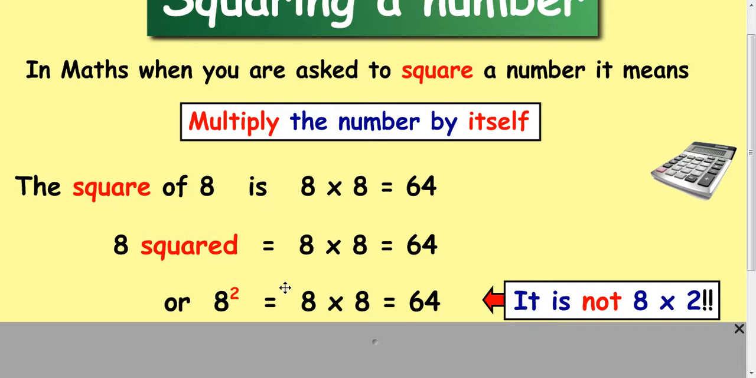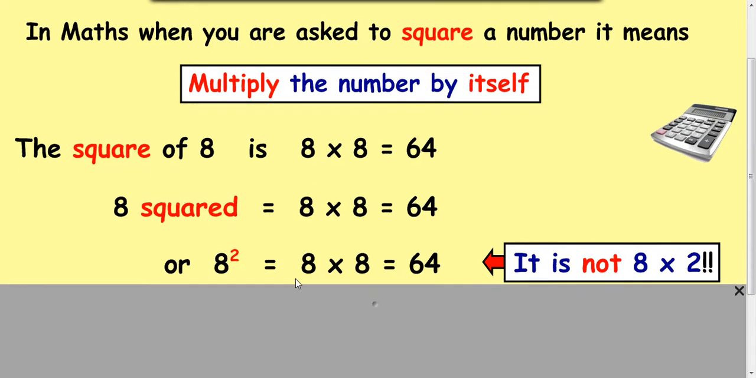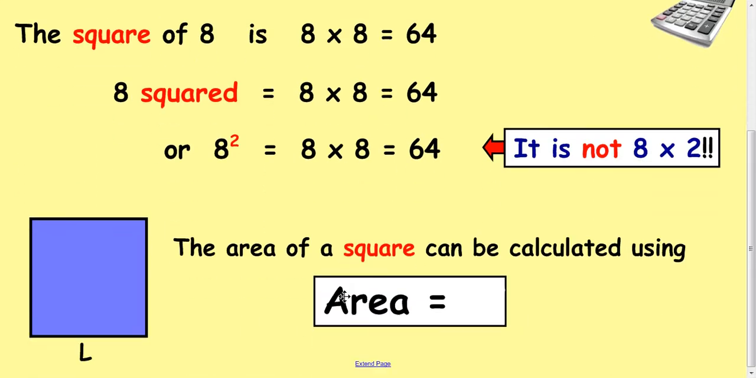So 3 squared would be 3 times 3, which is 9. 2 squared would be 2 times 2, which is 4. 7 squared would be 7 times 7, which is 49, and so on. Now the area of a square can also be calculated using this formula here. If one of the lengths is L, then the area of a square is L times L, which can be written as L squared.